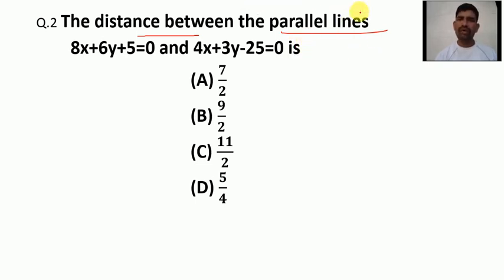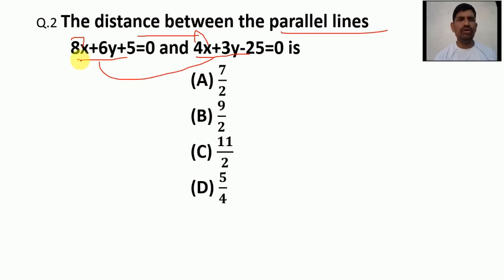Remember one thing: if I say the distance between two parallel lines, you have to know that the coefficients of x and y in the first equation should be the same as the coefficients of x and y in equation number 2. Here the coefficient of x in equation 1 is 8, and the coefficient of x in equation 2 is 4. But by observing this, we are not saying directly that they are not parallel; actually, these two are parallel straight lines.